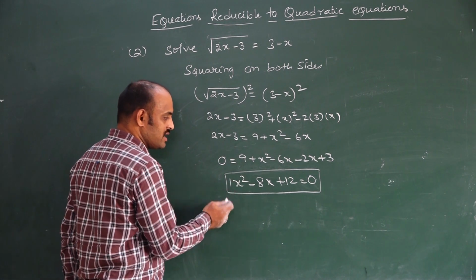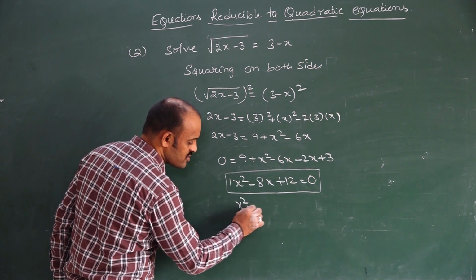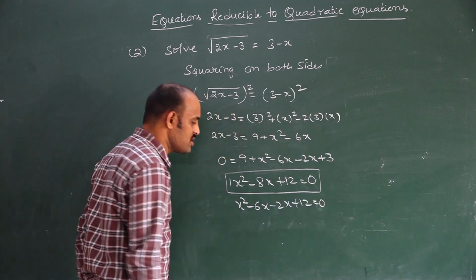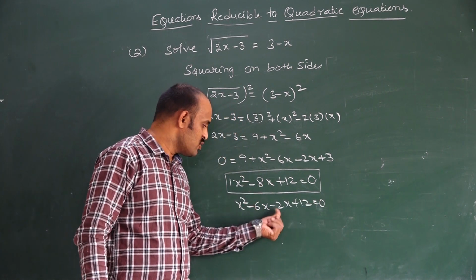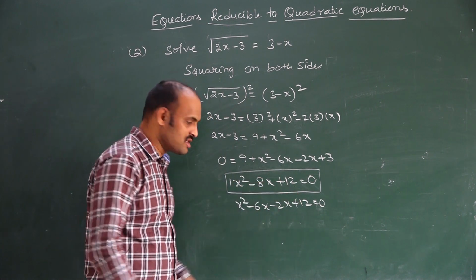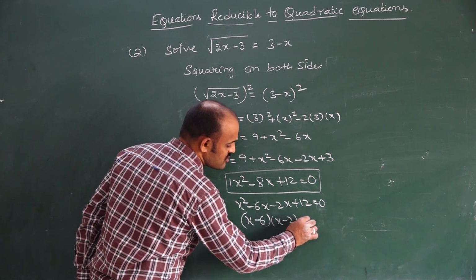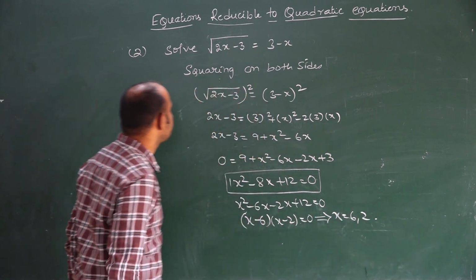Rather than using the quadratic formula, it is very easy to split x square minus 6x minus 2x plus 12 is equal to 0, because minus 6 minus 2 gives you minus 8, and minus 6 into minus 2 gives plus 12. So we are getting the product and we are getting the sum as well. It is nothing but x minus 6 into x minus 2 is equals to 0. Therefore, x is equals to 6, 2.